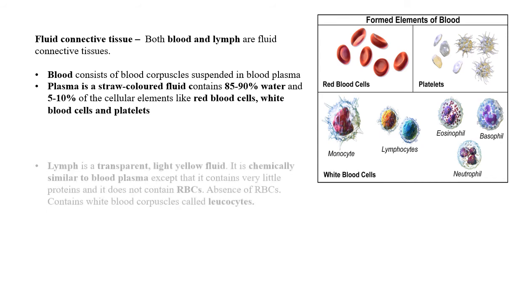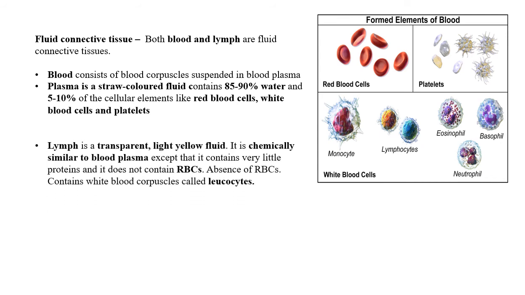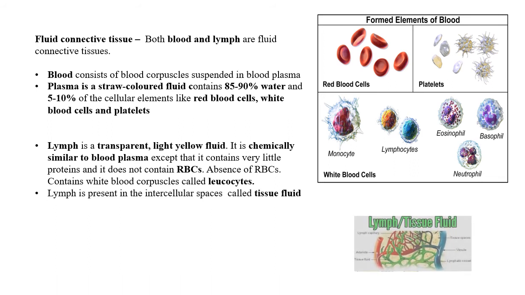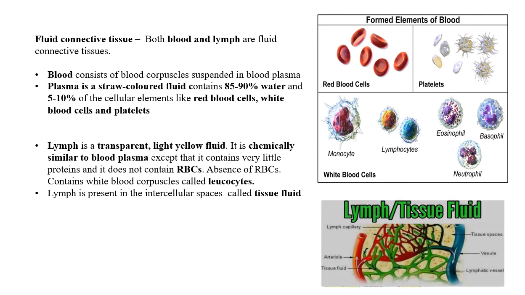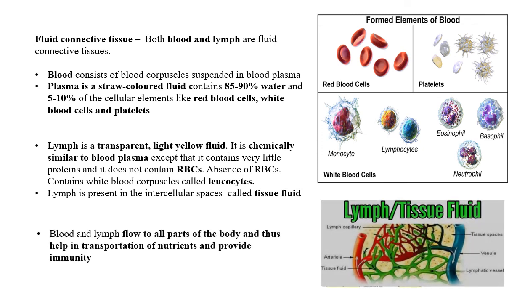Lymph is a transparent light yellow fluid. Lymph is chemically similar to blood plasma except that it contains very little protein and it does not contain RBCs. It is not red in color due to the absence of RBCs. It contains white blood corpuscles called leukocytes. Lymph is present in the intercellular spaces, hence it is called the tissue fluid. Blood and lymph flow to all parts of the body and thus help in transportation of nutrients and provide immunity.